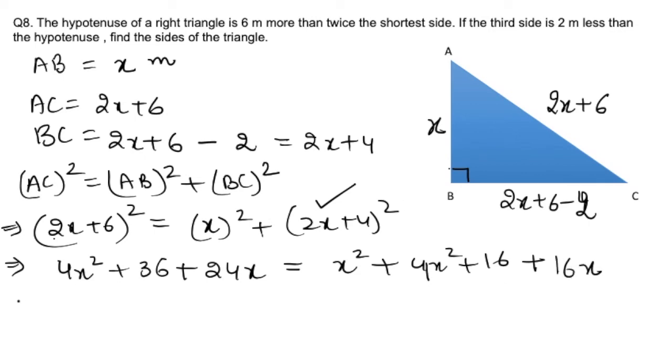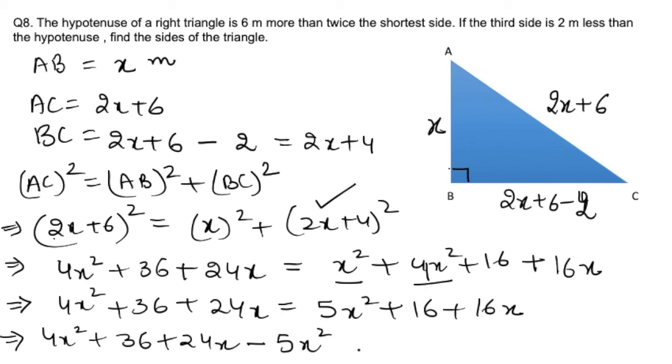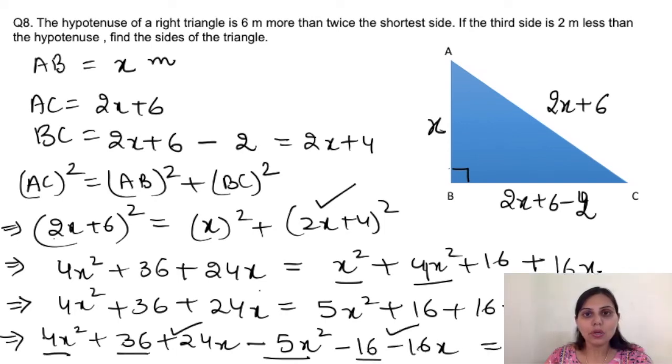Now we have to combine the like terms. So 4x square plus 36 plus 24x will be equal to x square plus 4x square will become 5x square plus 16 plus 16x. Now in the next step we are going to bring all the terms together on the left hand side. So 4x square plus 36 plus 24x minus 5x square minus 16 minus 16x is equal to 0. So now the step here is to gather all the like terms together.